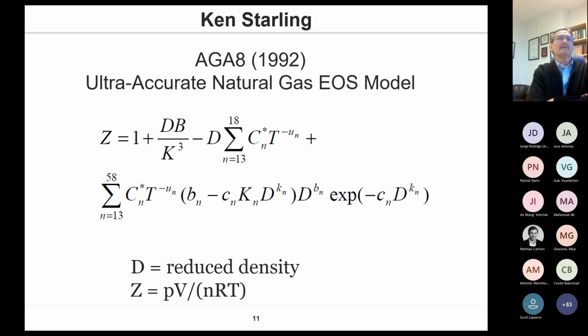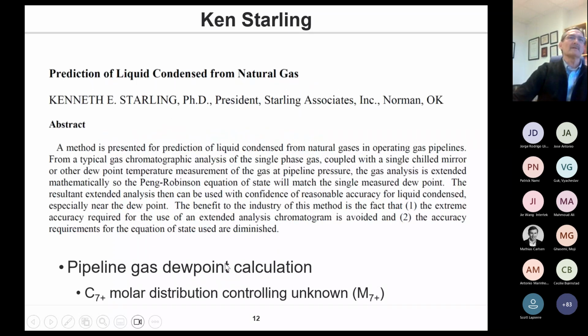Then the 1992 AGA equation of state for natural gases, shown here. Now I think it's been superseded by the GERG equation of state developed in Europe for similar types of calculations in natural gas systems. Anyway, that's kind of a collection of those contributions that he made on developing equations of state. And then this was his last, I think, paper talking about this prediction of dew points for pipeline gases.